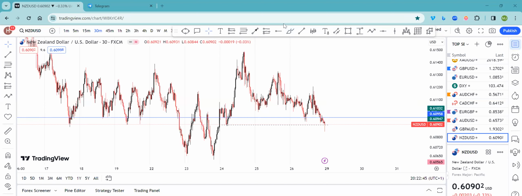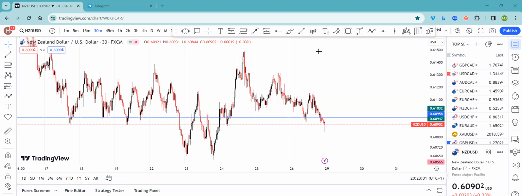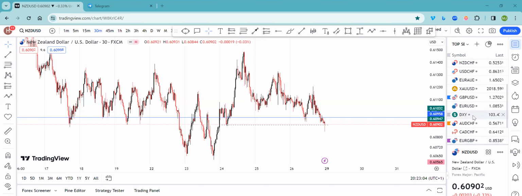German 30, I don't trade German 30. Well, look at it. DXY, I've already explained DXY.